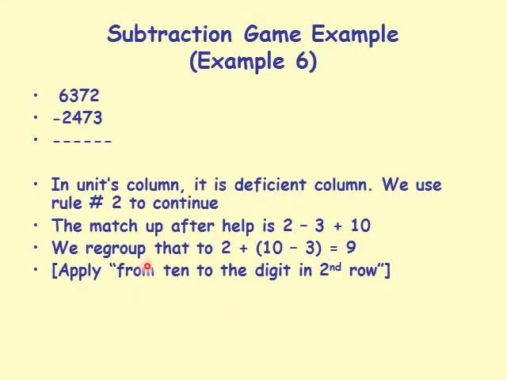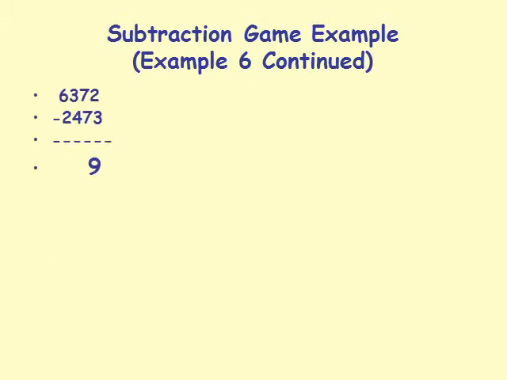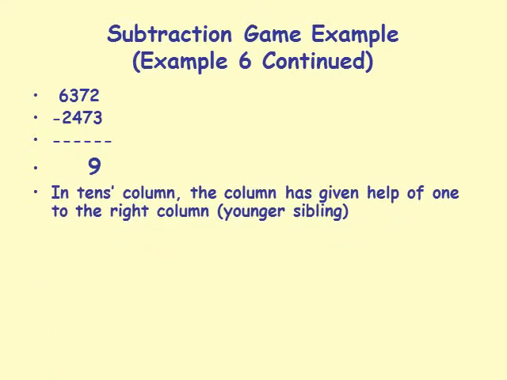And what we just did: apply from 10 to the digit in the second row. What's the digit in the second row? It's the challenge. So we applied from 10 to the challenge in that column. Alright, we have a 9 as the answer in the units place. Let's continue with the tens place.